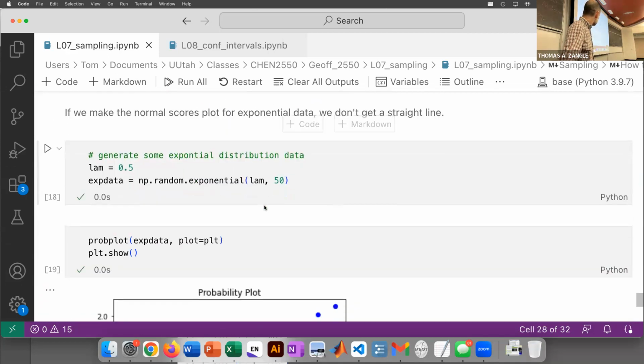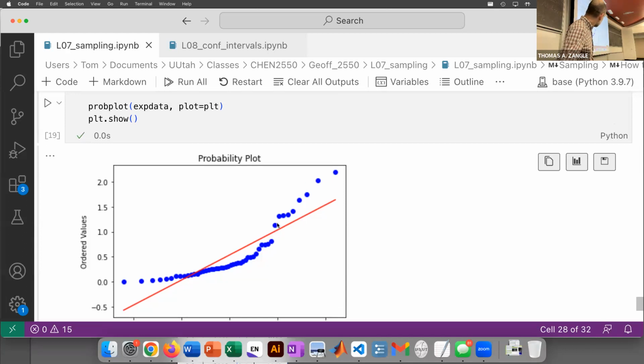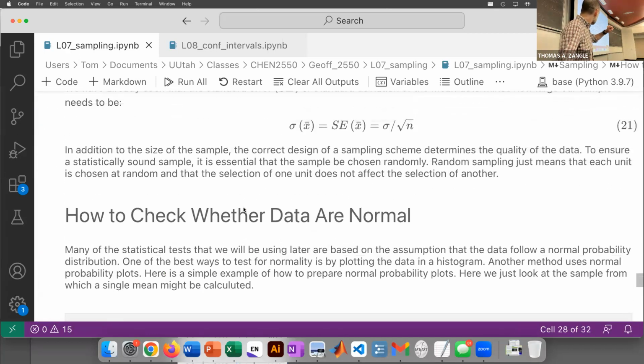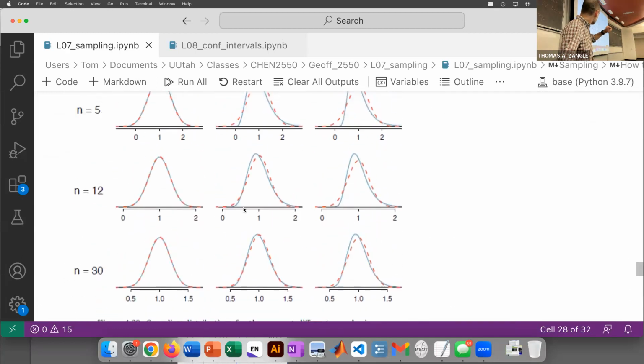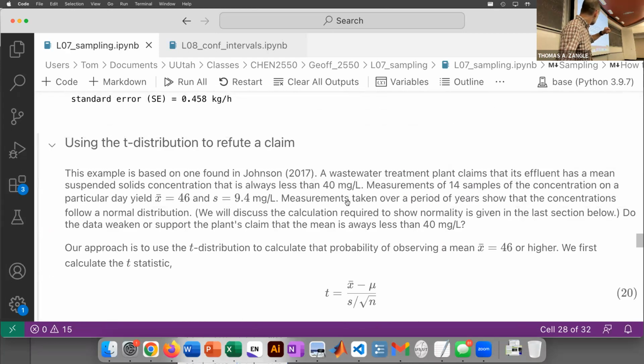So for example, if we have an exponential distribution, which we talked about in lecture 6, then we see a strong deviation from the expected straight line for the normal distribution, indicating that we do not have normally distributed data. The main thing I want you to take away is that we can think of this probability plot as a tool to help detect normality in a data set. As an example, the data from this wastewater treatment plant were previously shown to be normally distributed. This would be one of the tools we could use to show that. Okay.